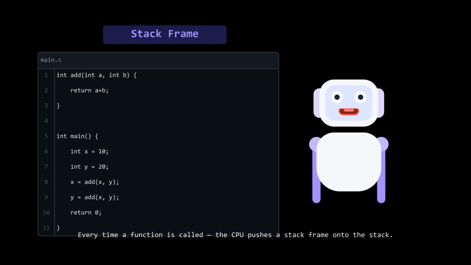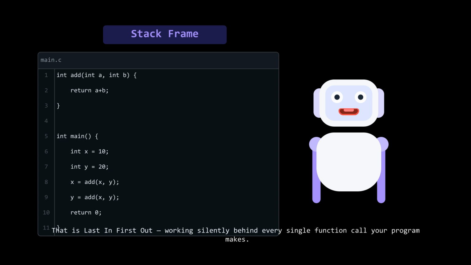Every time a function is called, the CPU pushes a stack frame onto the stack. That frame holds everything that function needs: where to return, all its local variables, its entire execution context. When the function returns, that frame is popped, completely gone in one operation. That is how the CPU knows exactly where to return. That is how main's state survives. That is last in, first out, working silently behind every single function call your program makes.